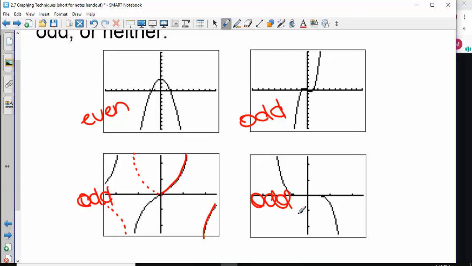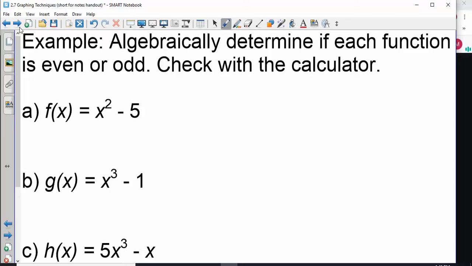So looking at a graph is pretty easy. In terms of functions, functions are always going to be something you could plug in the calculator, so you could look at a graph and tell. I just want to do a couple examples checking by hand, and then I'm probably going to stop there. So I am asking you to algebraically do it. We can confirm that with the calculator.